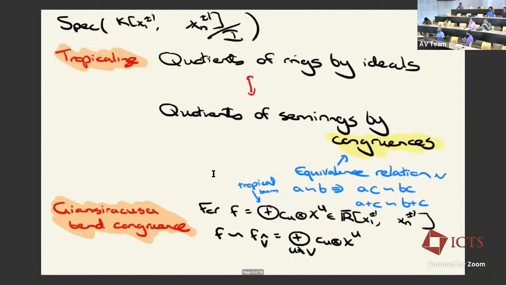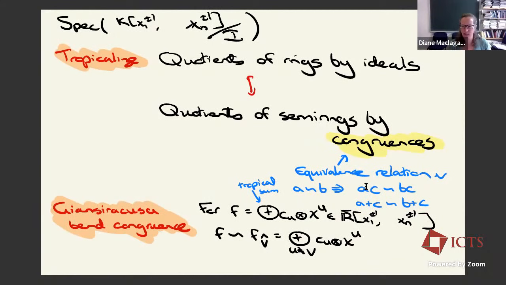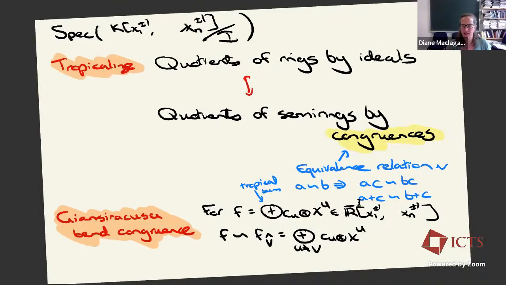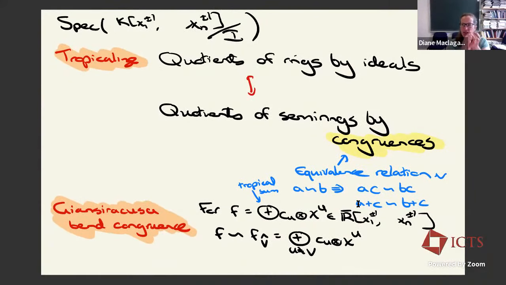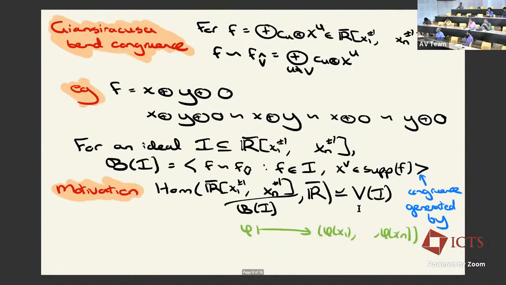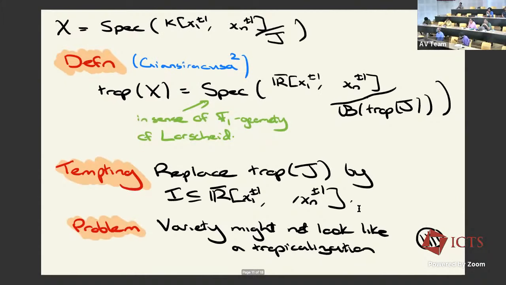The point of a congruence, the reason for this definition, is that it's compatible with addition and compatible with multiplication. So when you quotient a semi-ring by a congruence, you again have a semi-ring. That is the point of congruences. Does that make sense?